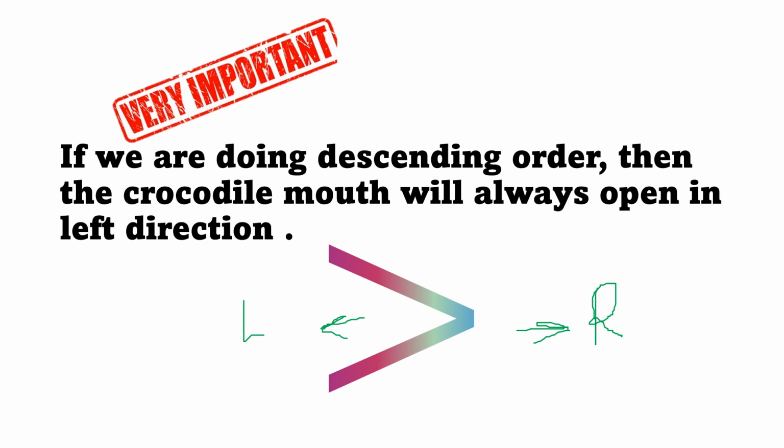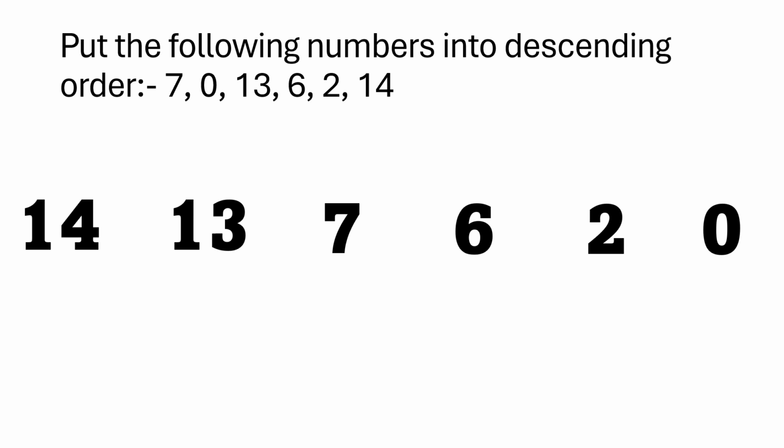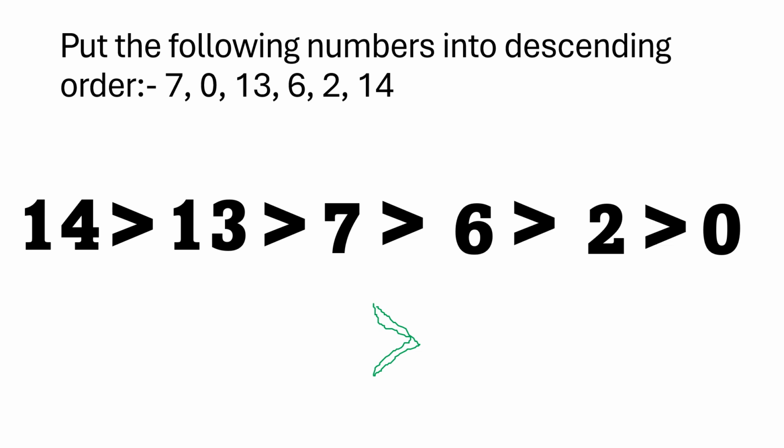So now let's move back to the question. So what we will put in this? We will put this symbol. Now let's start putting. First we will put before 13, then before 7, then before 6, then before 2, and at last before 0.